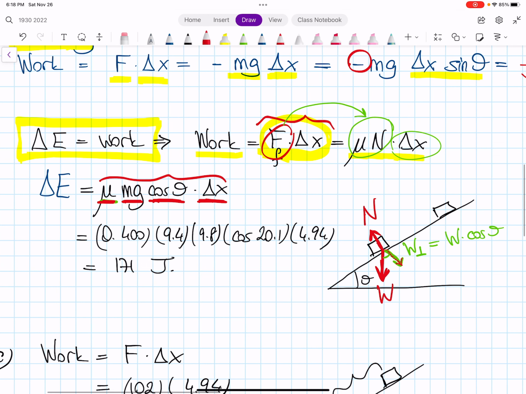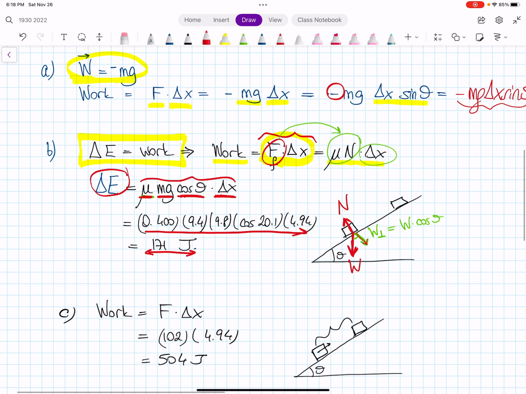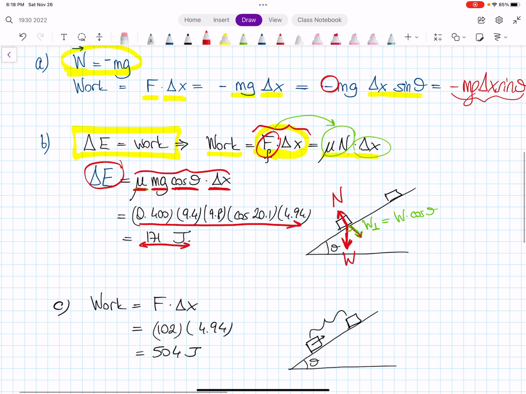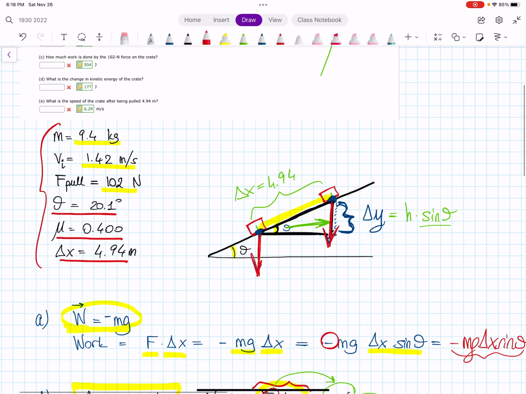Work being done is equal to the change in the internal energy. Carry on your multiplication and then you end up having 171 joules of increase in internal energy as a result of the force of friction. Next part.